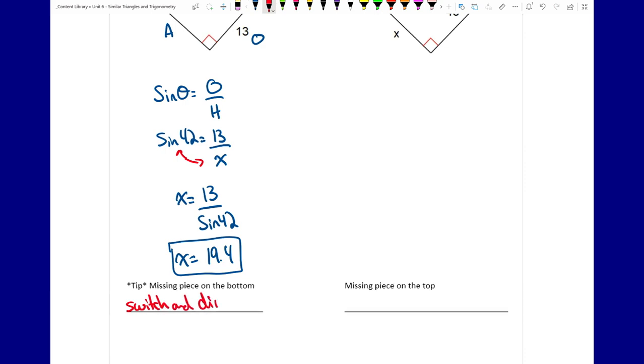So again, when the missing piece is on the bottom, we said switch and divide. Again, it's not going to be the full steps, right? It's a simplified version of that, but it's just supposed to be those terms to help you remember the steps.